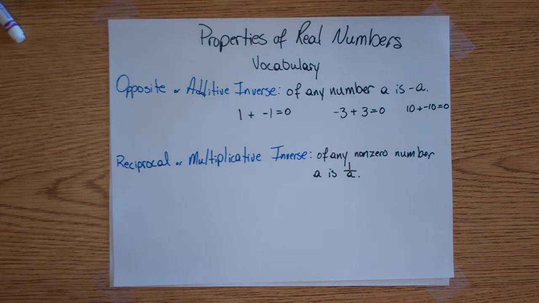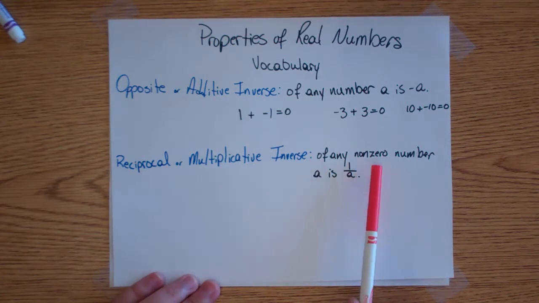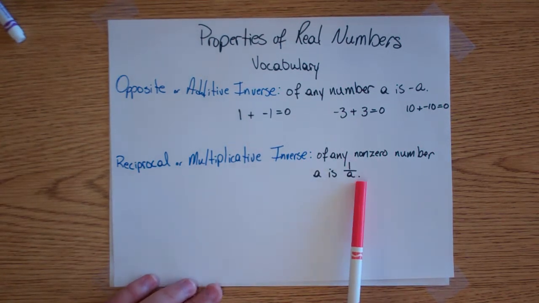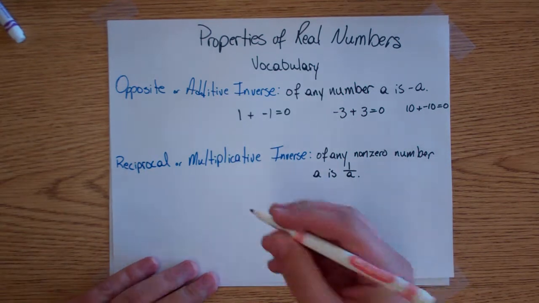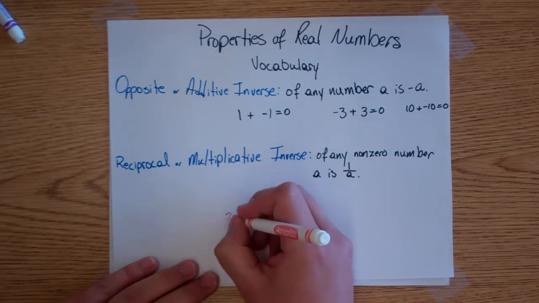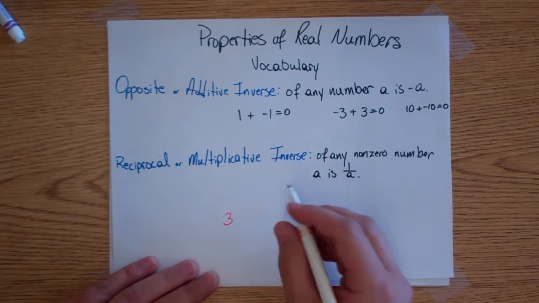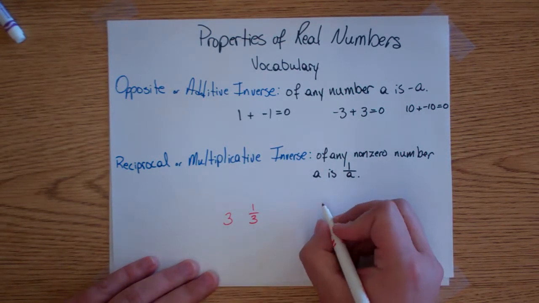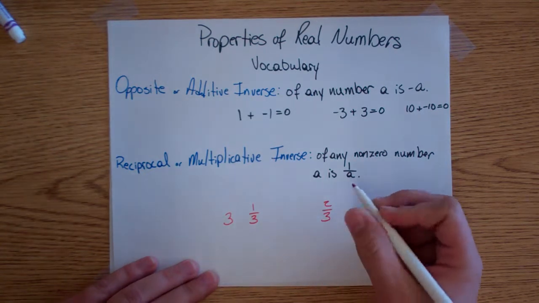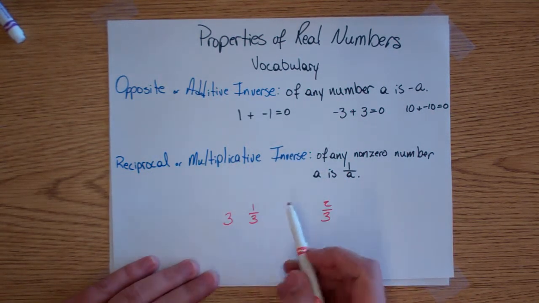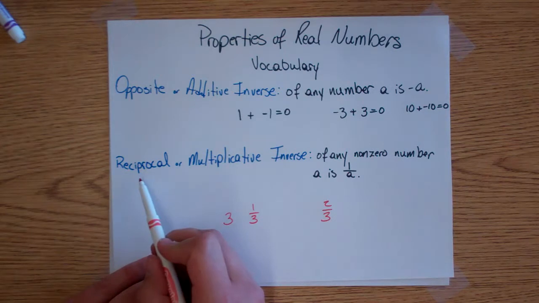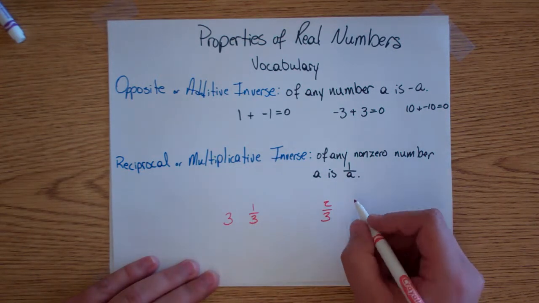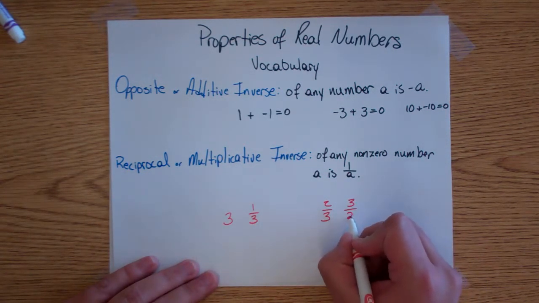Reciprocal or multiplicative inverse. Okay? Of any non-zero number A is 1 over A. So if I give you, say, 3, your multiplicative inverse is going to be 1/3. If I give you 2/3, your reciprocal or multiplicative inverse is now going to be 3 over 2.